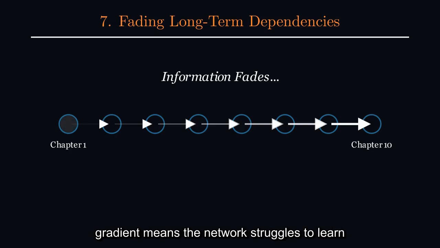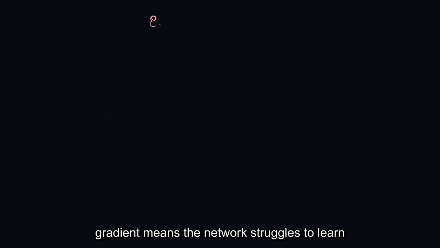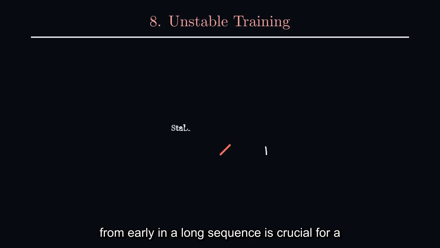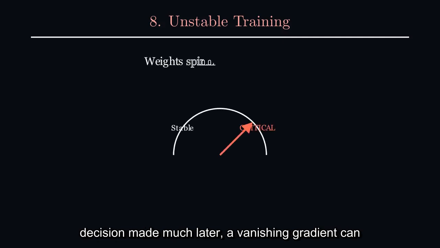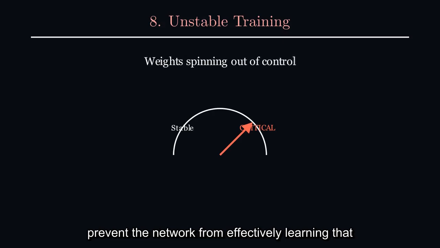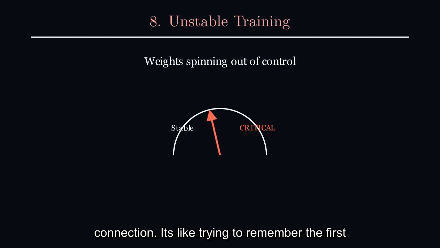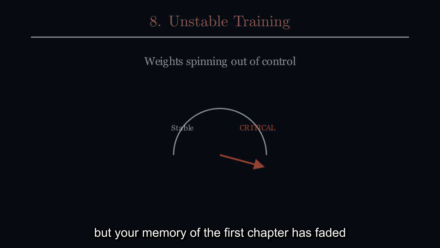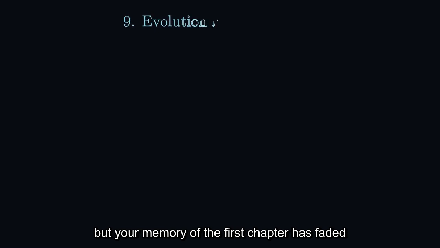A vanishing gradient means the network struggles to learn long-term dependencies. If a piece of information from early in a long sequence is crucial for a decision made much later, a vanishing gradient can prevent the network from effectively learning that connection. It's like trying to remember the first chapter of a book when you're at the last chapter, but your memory of the first chapter has faded completely.